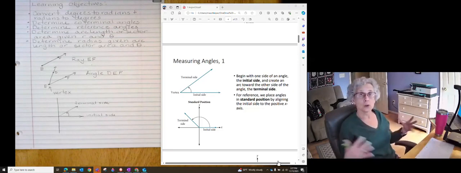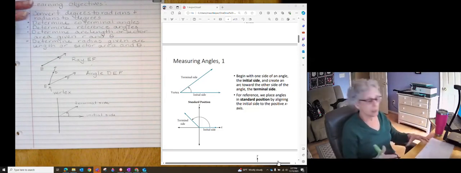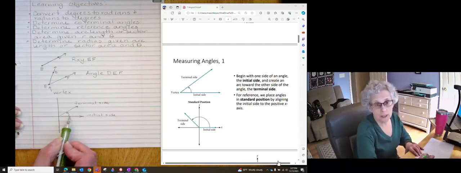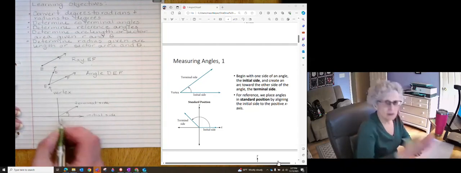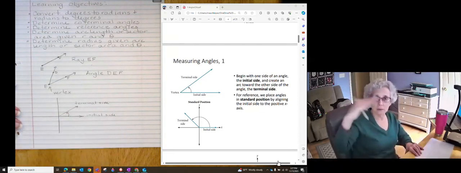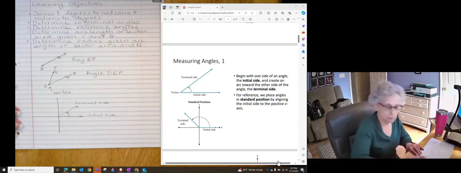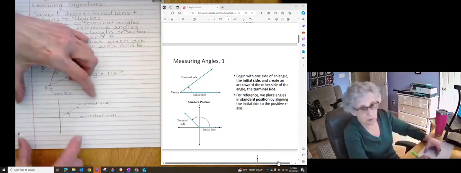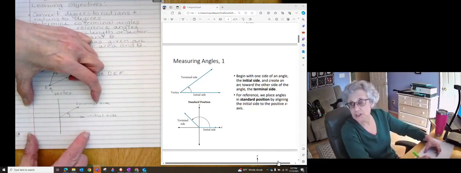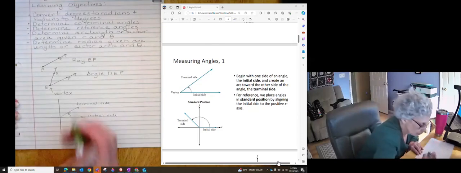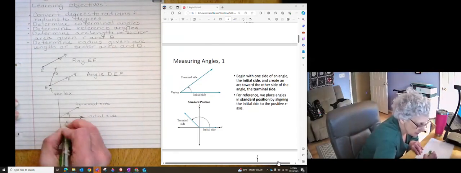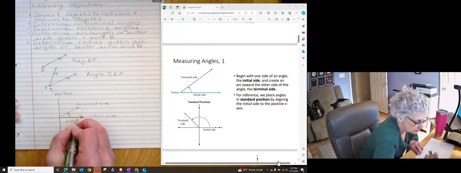One of our first goals will be to measure angles, and in order to do that we need to have an initial side and a terminal side. So to measure, you have to have a starting point and an ending point. And I like to put them on the XY plane, which is called standard position. We put the initial side on the positive x-axis.